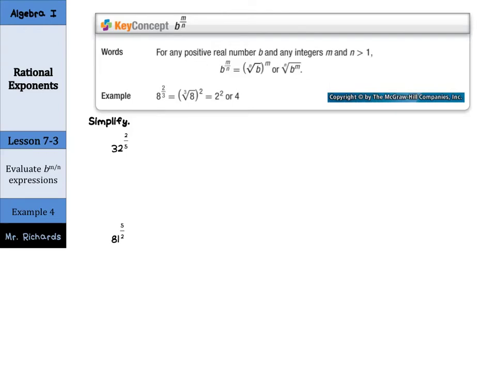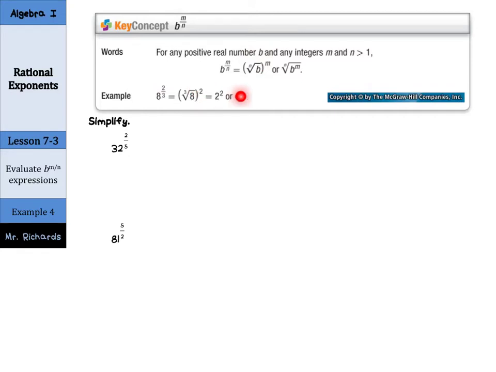Now example 3 builds into example 4 where we have b to the m over n power, not just 1 over n, but m over n. The difference here is your denominator is still going to be that root. The difference is the whole thing is now going to be to the m power. So 8 to the 2/3 power. Notice how the denominator still goes to the 3rd root of 8, which is just 2. And then you take 2 squared because of the numerator there. And 2 squared is 4.